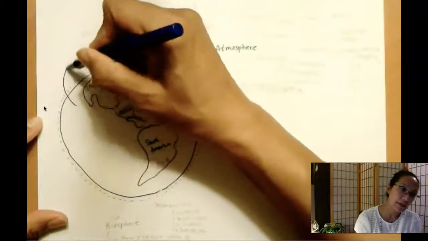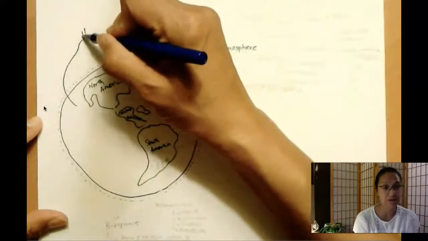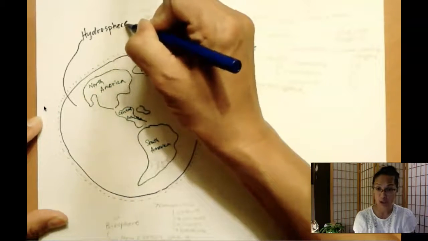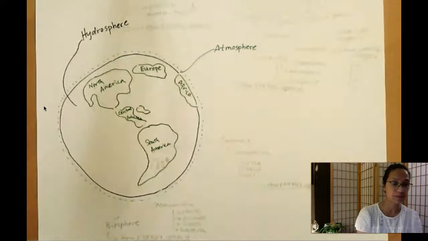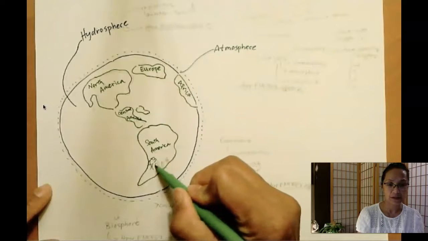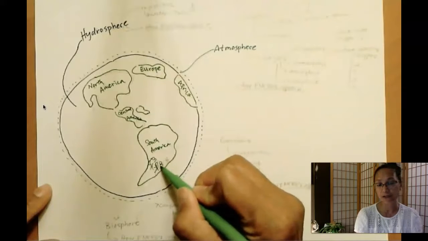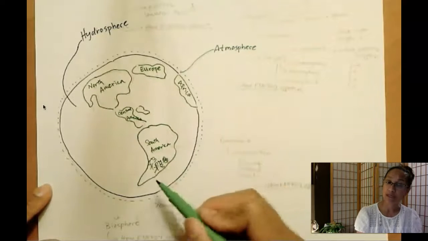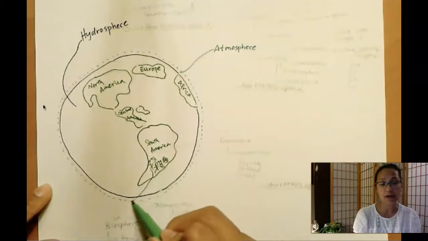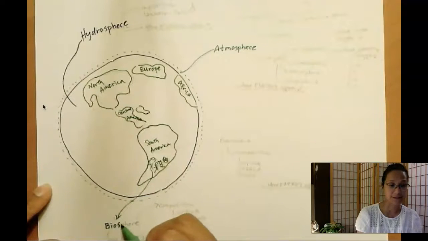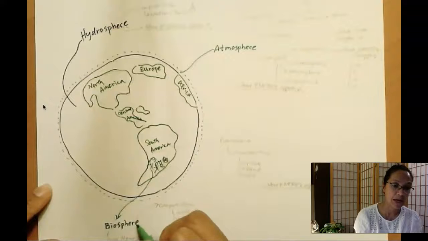And then let's label the hydrosphere, coming from where the ocean would be on our Earth model. And then let's label the biosphere, and the biosphere consists of everything that has life on Earth. So some examples would be the trees, humans, animals, and insects. So let's label that the biosphere.